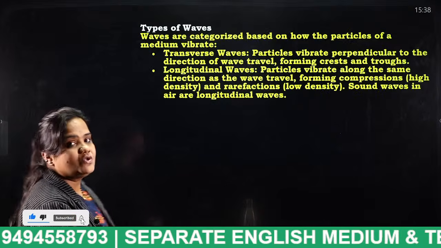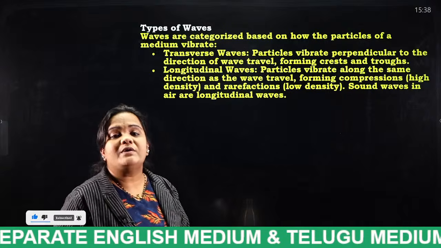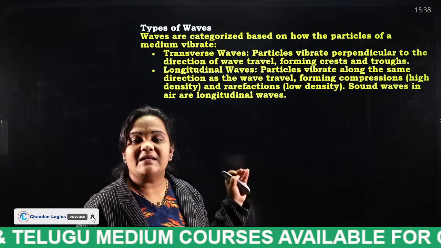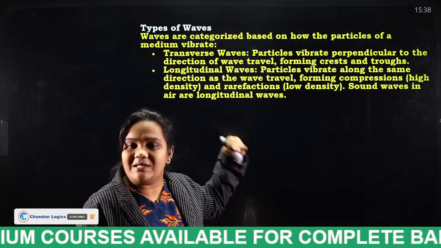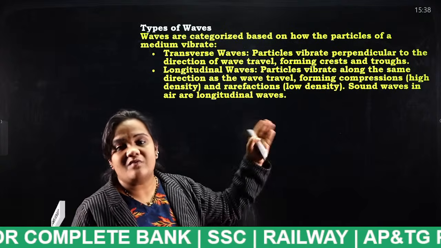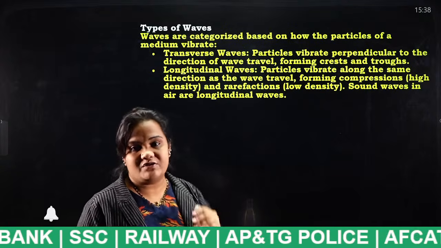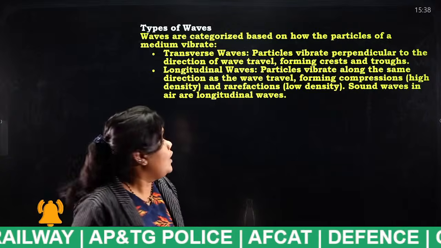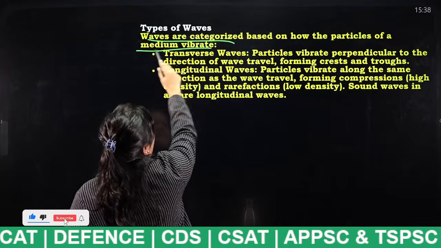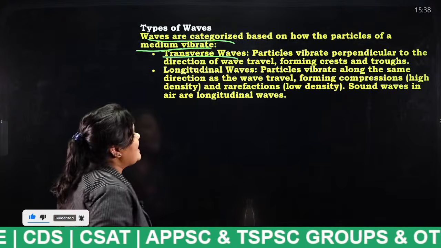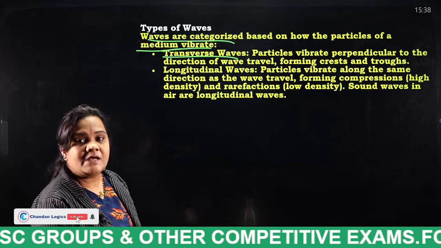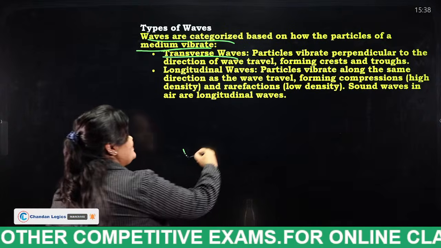Next, types of waves. As I said, sound travels in two types of waves: one is transverse waves and the other is longitudinal waves. Longitudinal waves is nothing but what? Horizontal, and transverse waves is nothing but what? Perpendicular, like crests and troughs. This is very, very important. Waves are categorized based on how the particles of a medium vibrate. Transverse waves: particles vibrate perpendicular to the direction of wave travel, forming crests and troughs. So, some particles will travel in this manner.